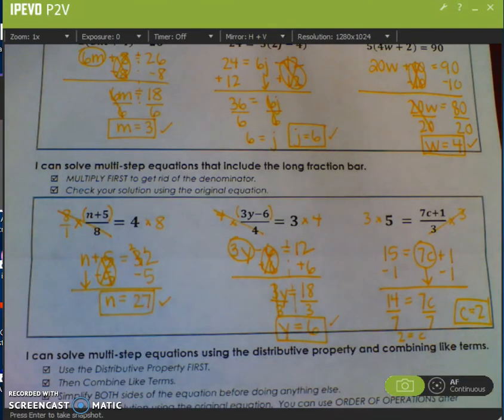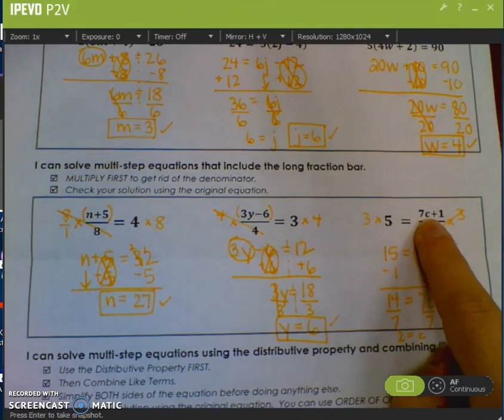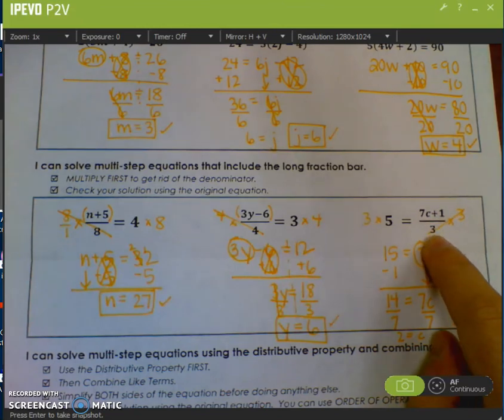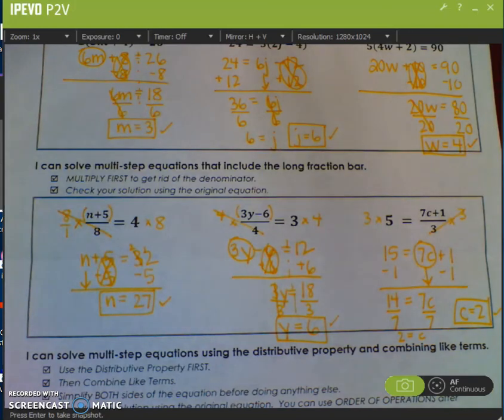And now I just want to make sure that my answer makes sense. I'm going to do it in my head. 7 times 2 is 14. 14 plus 1 is 15. 15 divided by 3 is 5. So my answer checks and makes sense that c is equal to 2.